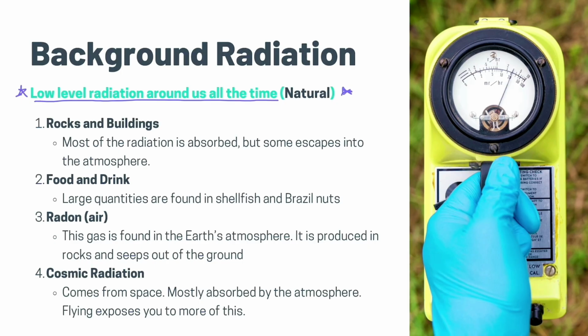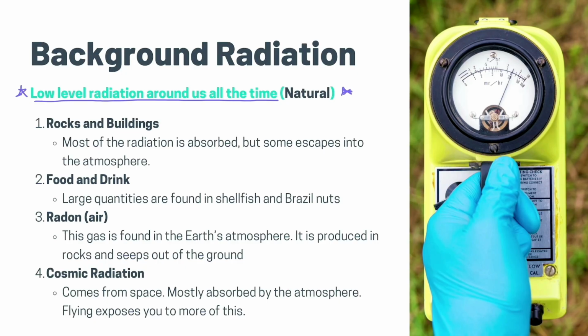Food and drink. If you have a really high diet of shellfish and Brazil nuts, they're highly radioactive, and that will increase your exposure to background radiation. Radon. Radon is a gas that's found in the Earth's atmosphere, and it's produced in the rocks, and it seeps out of the ground.